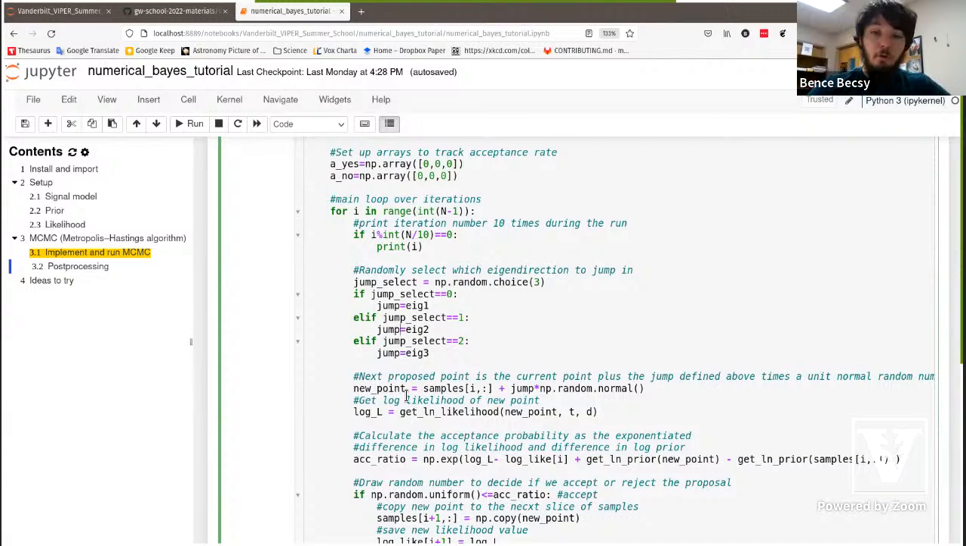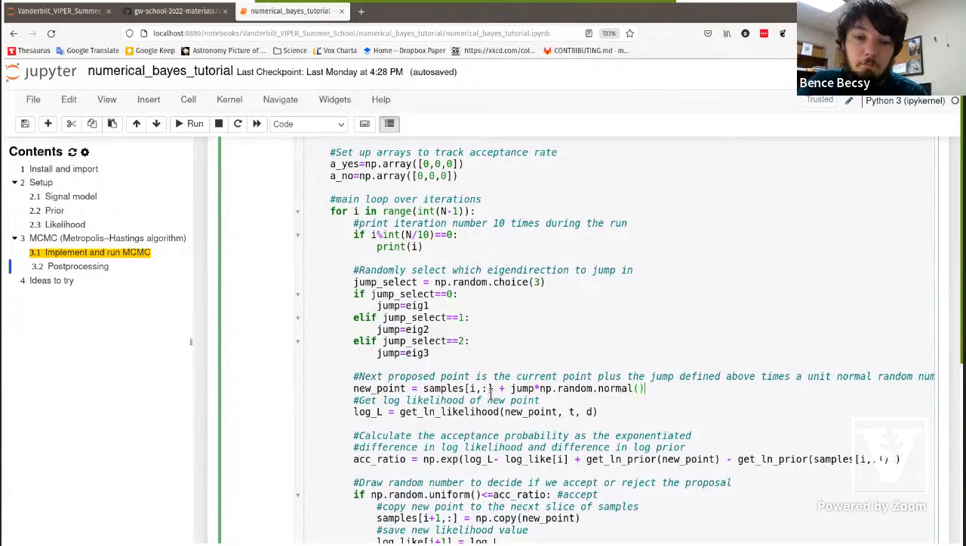And so to get a proposed new point where we will try to jump, I just take the current point in the samples array, which is just the ith slice of it, because i is the index we are looping through here. And then I just add jump times a random normal, which without arguments will just give you a unit normal, with a unit variance and a mean of 0.